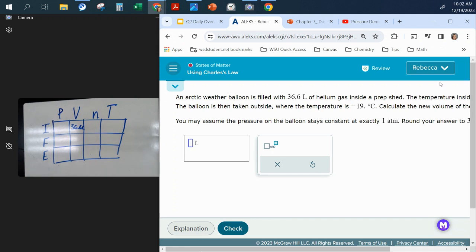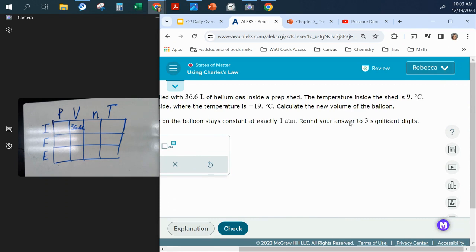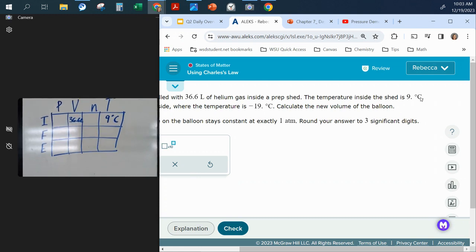The temperature inside the shed is 9 degrees Celsius. So that's our initial temperature. But when we do this problem, our temperature needs to be in Kelvin. So do you remember the equation to get our temperature into Kelvin? That's the first thing we're going to do. Do you remember it?